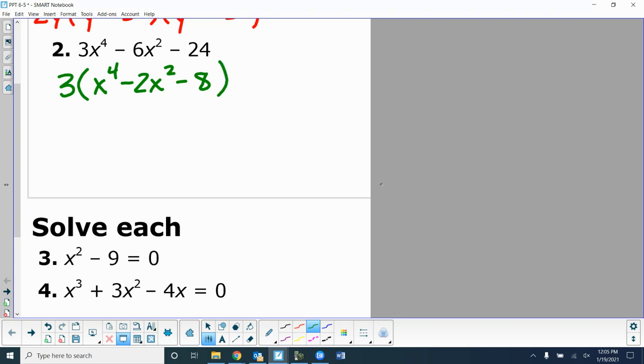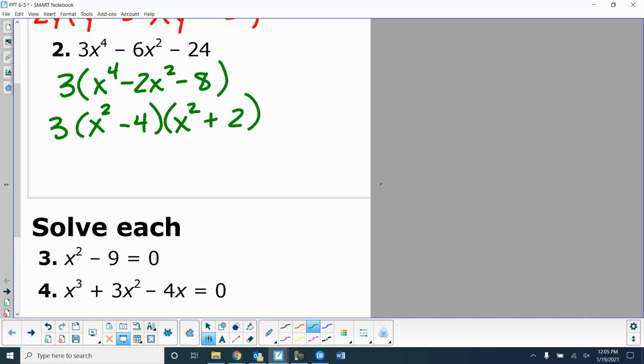Are there factors of negative 8 that add up to negative 2? Negative 4 and a positive 2, right? What goes in front of the negative 4 and the positive 2? x squared, yeah. Because it was x to the fourth, so we split it in half, right, when we do that? Into x squared and x squared.